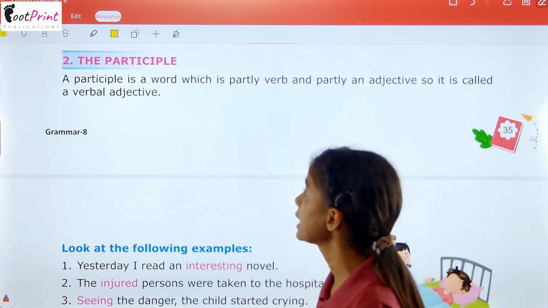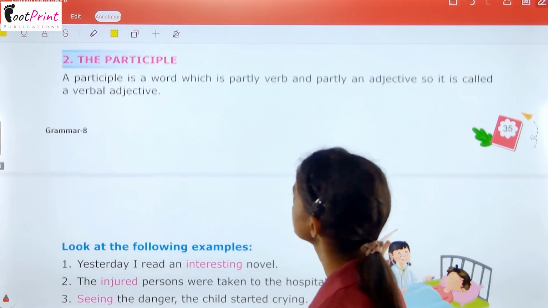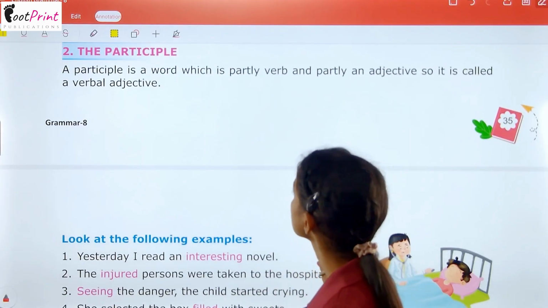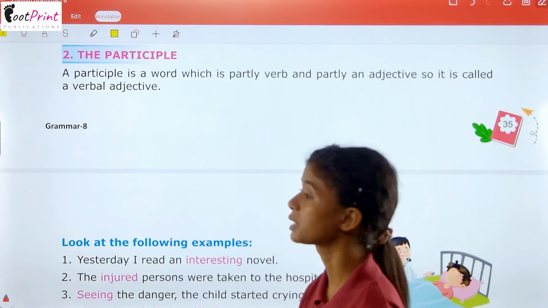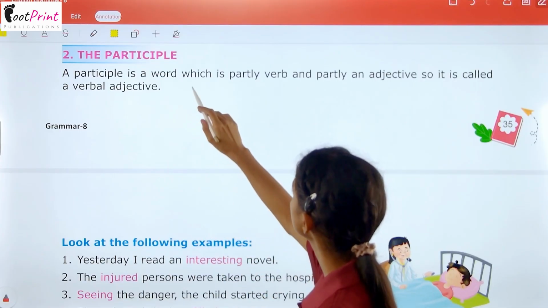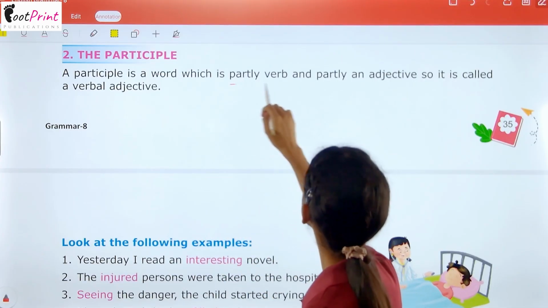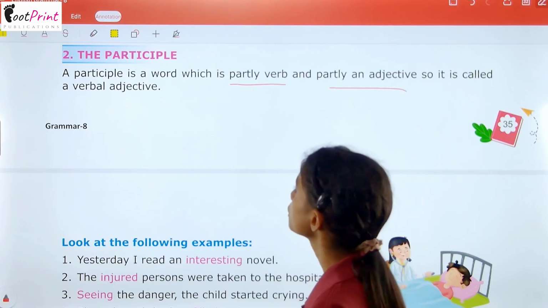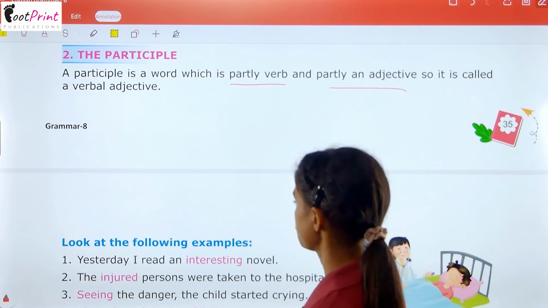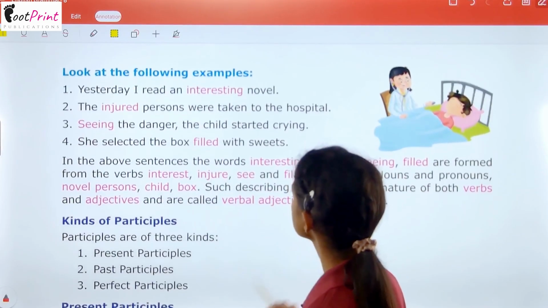Now, let's see the participles. We are here seeing the non-finite verbs. It is the second type of it, the participle. A participle is a word which is partly a verb and partly an adjective. So it is called a verbal adjective. How? Look at the following examples.